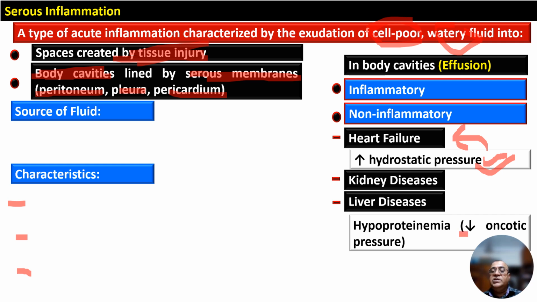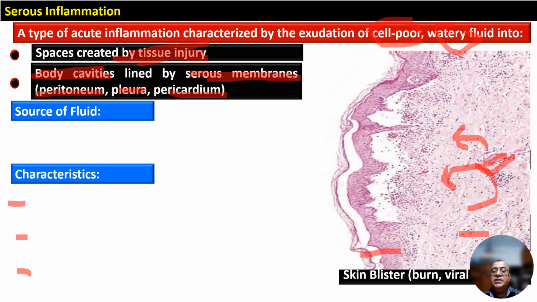Hypoproteinemia will result in decreased oncotic pressure, as seen in liver disease and kidney disease. So it also is responsible for serous inflammation. Another cause of this serous inflammation is thermal injury.